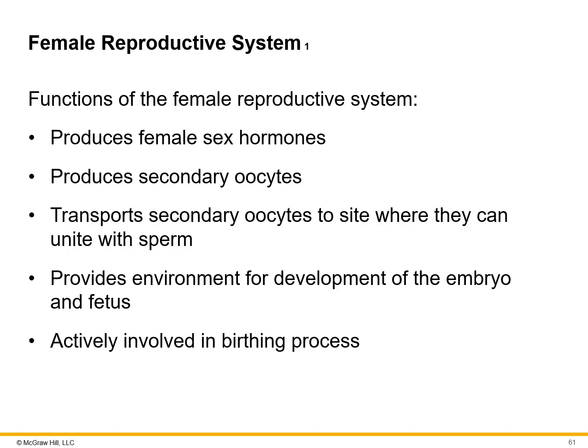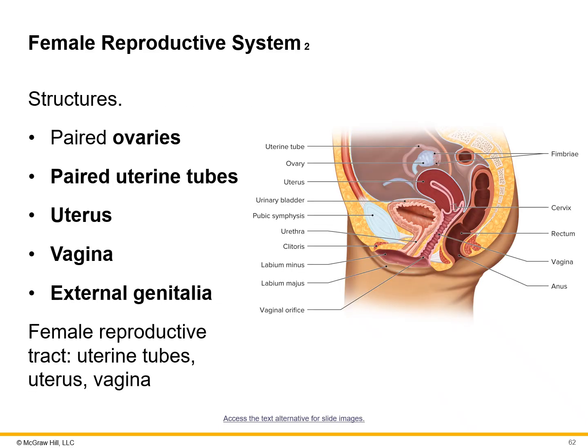So we're going to move on. This is basically what I just said. For the structures of a female, you've got your paired ovaries, which is two, and paired uterine tubes, which are also known as fallopian tubes. You might hear it as uterine tubes, you might hear it as fallopian tubes. It's the exact same thing. You've got your uterus, you've got your vagina, then you have the external genitalia. But the female reproductive tract is your uterine tubes, your uterus, and your vagina. Make sure you write that down.